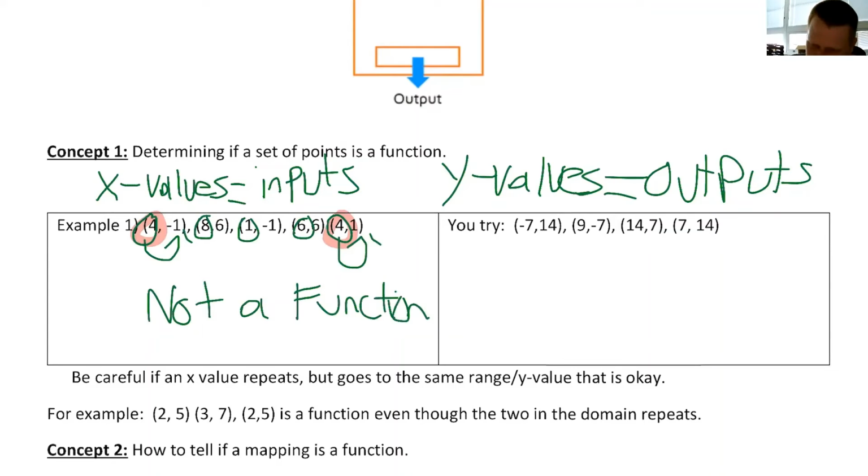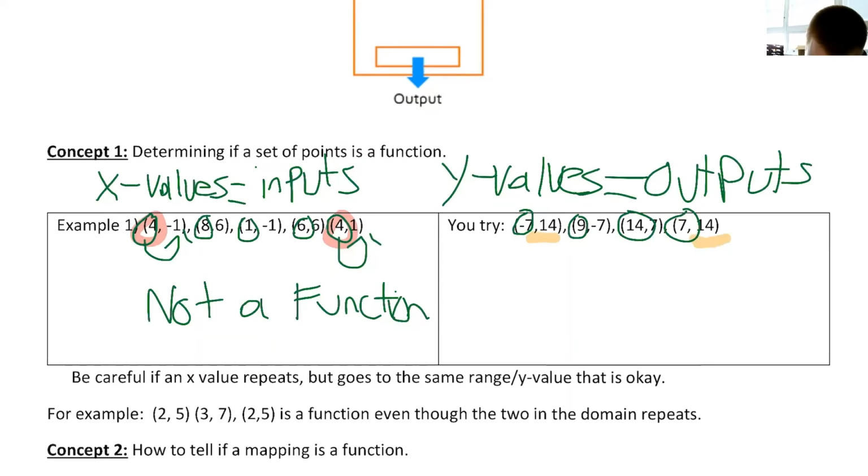But how about you look at this second one? Would this one be a function? So look at your inputs, see if any of them repeat, see if it meets the requirements of a vending machine. All right, so if you look at your x values, you have -7, you have 9, you have 14, you have 7. All of these are unique, they're all different. So that means none of them are repeating and doing different things. So this is okay.